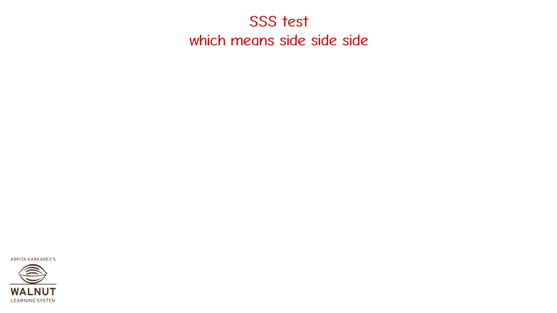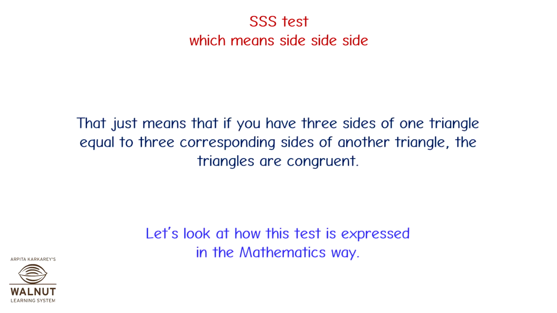First, let us look at the SSS test. You already know that SSS means side side side. That just means that if you have 3 sides of one triangle equal to 3 corresponding sides of another triangle, the triangles are congruent. That seems pretty obvious, doesn't it? Well, I told you it was all very easy. Let's look at how this test is expressed in the mathematics way.